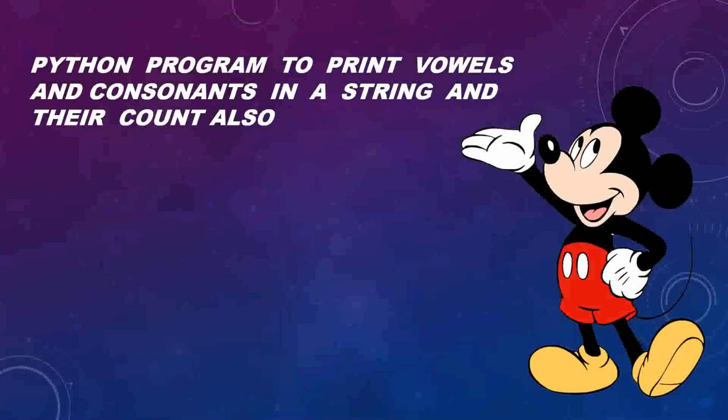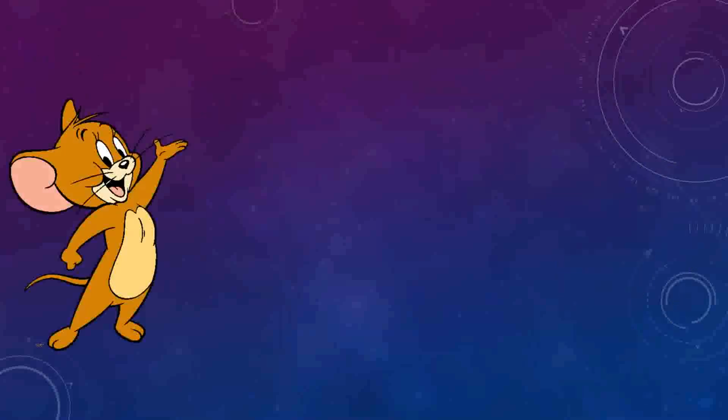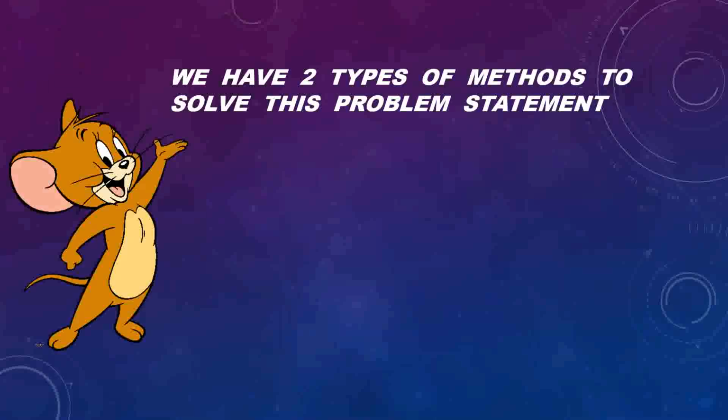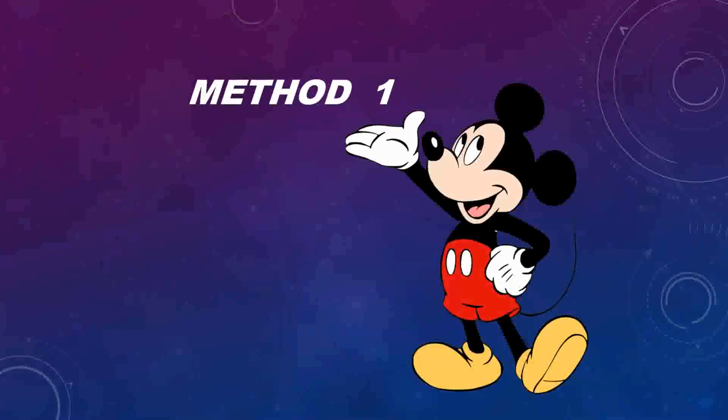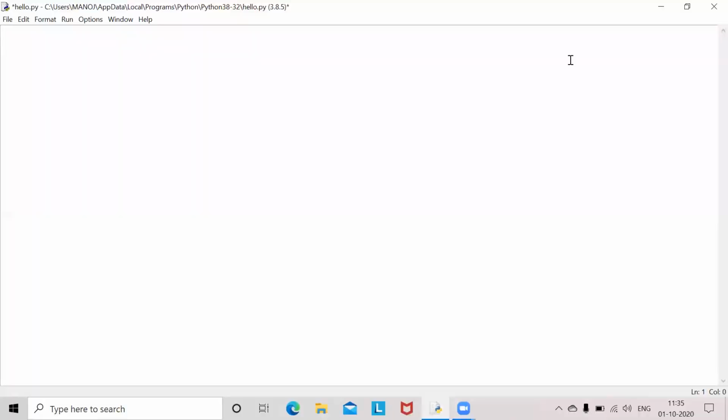Actually, the topic is a Python program to print vowels and consonants in a string, and the count also. So we have two types of methods to solve this problem statement. Now let's see what is method 1 to solve this problem statement. Guys, now let's see method 1 of the given problem statement.